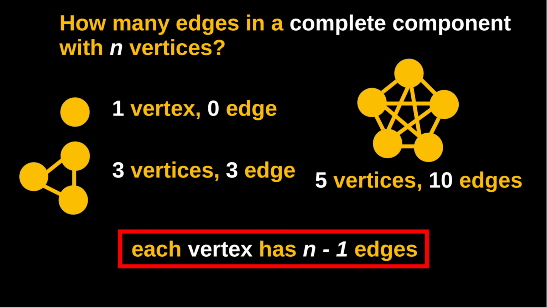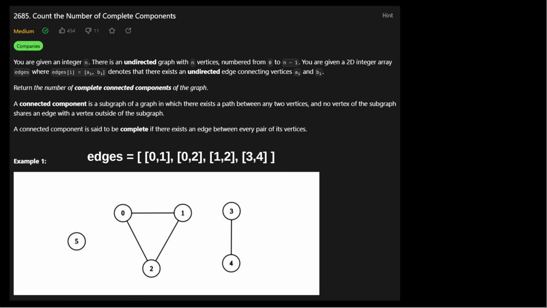Now let's go back to the problem. Here in example 1, we have 3 complete components. So as you can see, there are n-1 edges for each of the vertices in each of the components. Now for this question, we don't really need union find. There are probably other better ways of doing this, but I will show how I use union find to solve this problem.